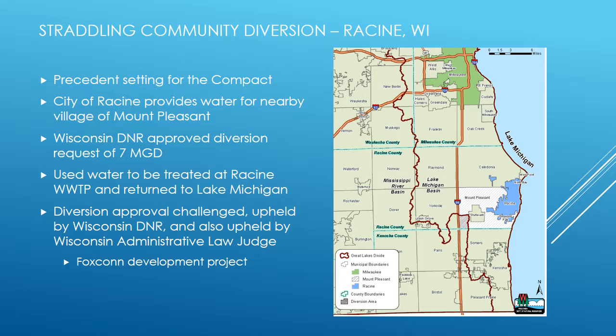And since this water diversion had a large spotlight on it due to being involved with the Foxconn development project, a group of petitioners challenged the Wisconsin DNR approval of the diversion request by the city of Racine. After a public hearing, Wisconsin DNR upheld the approval of the diversion request, and in June 2019, a Wisconsin administrative law judge upheld the Wisconsin DNR approval of the diversion request.